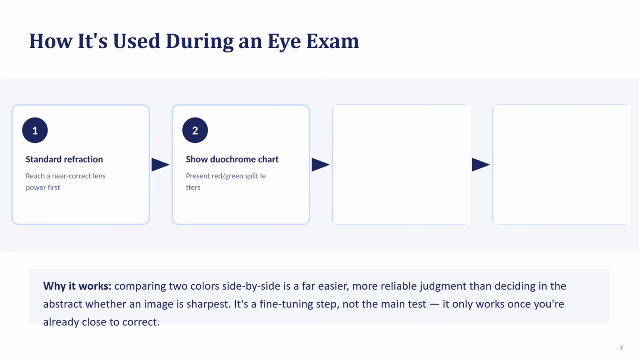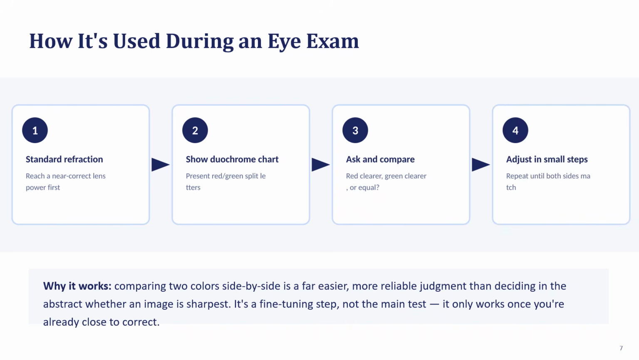So how do we use it in the examination in the clinic? First we do the standard refraction. We get the lens almost near correct and then show the Duochrome chart, which consists of letters on a red and green background, and then ask the patient to compare which letters are clearer, whether the letters on the red background or on the green background, and then accordingly we adjust in small steps.